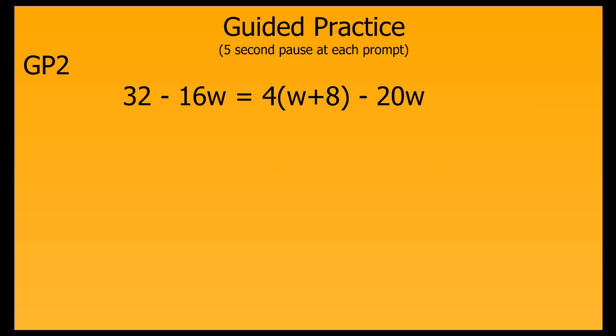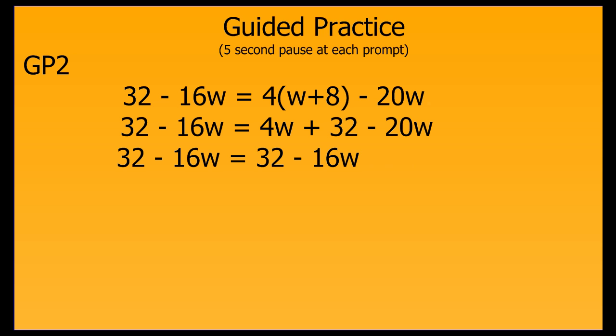What are we trying to do? Isolate the variable w. What do we do first? We simplify the right side of the equation. How do we do that? We use the distributive property to multiply 4 times the w and times the 8. Now what? Now we can combine the 4w and the negative 20w, giving us 32 minus 16w on the right side of the equation. What's next?